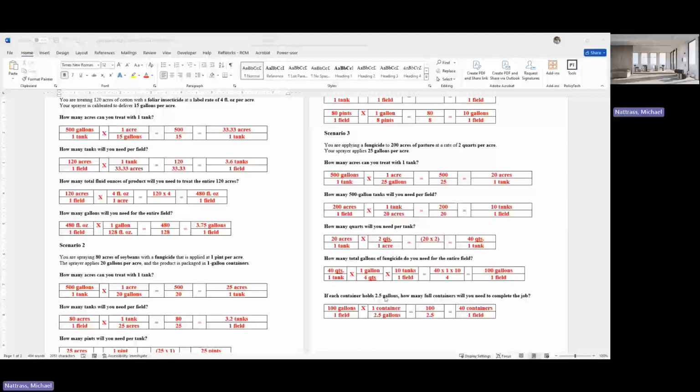Next, they come in 2.5-gallon containers. So how many containers do we need? 100 gallons. 1 container is 2.5 gallons. So 100 divided by 2.5 means we need 40 containers per field.